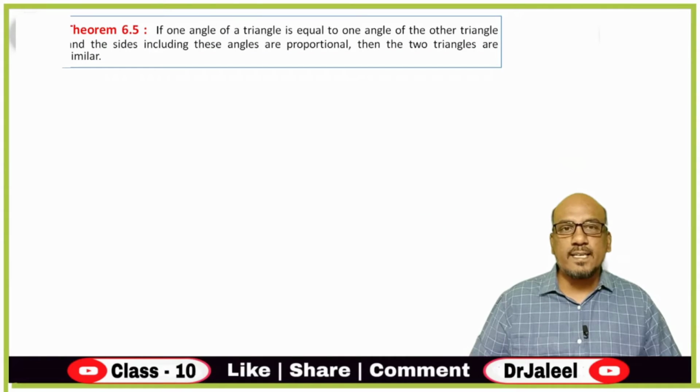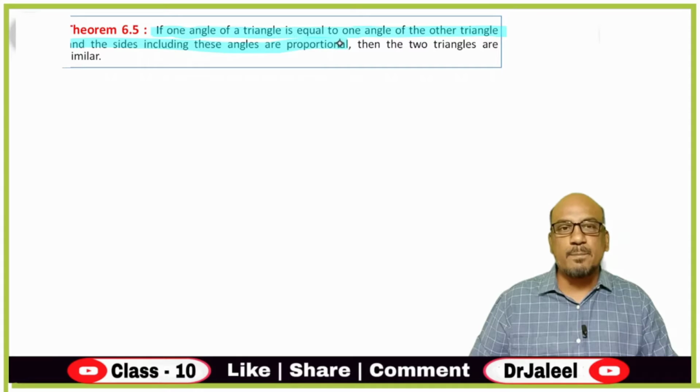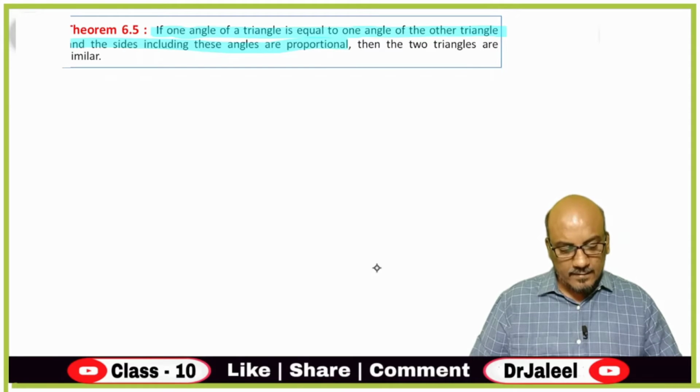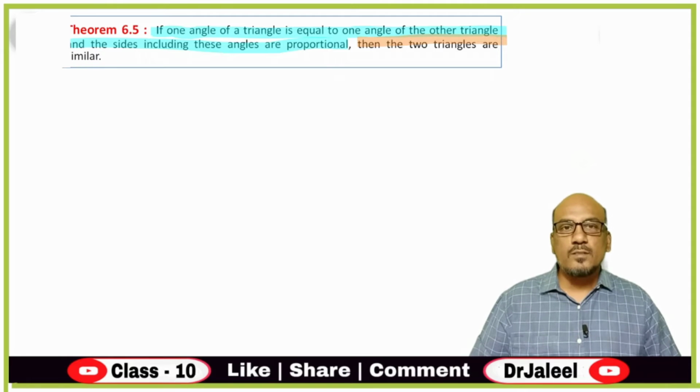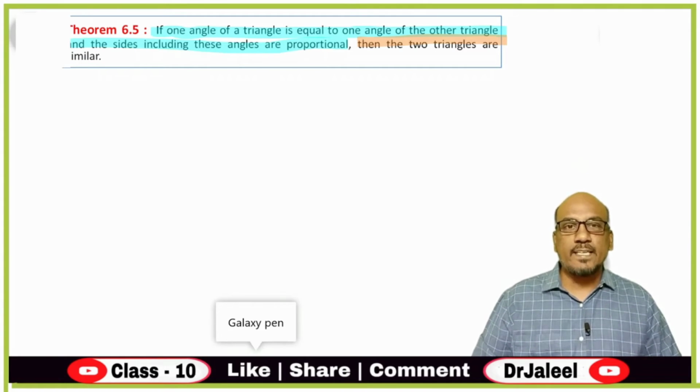First of all, let us read the statement. If one angle of a triangle is equal to one angle of another triangle and the sides including these angles are proportional, then the two triangles are similar. Children, you might have noticed that I have taken two different colors here, one for given and the other for RTP. These two will be available in the statement itself.